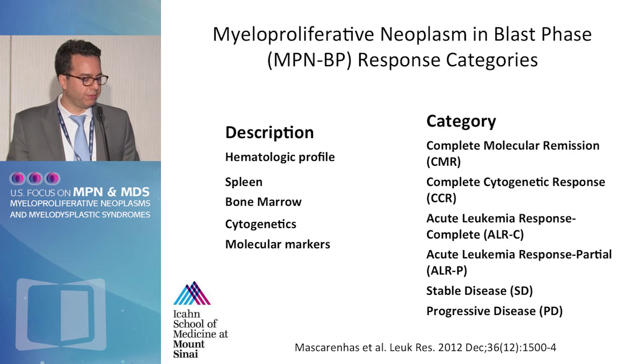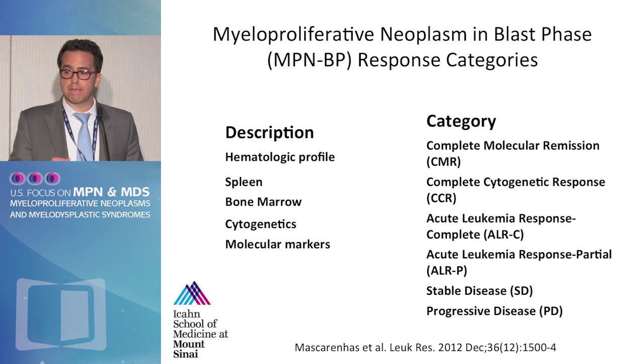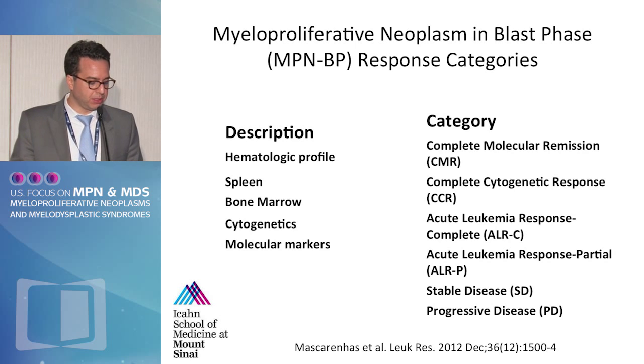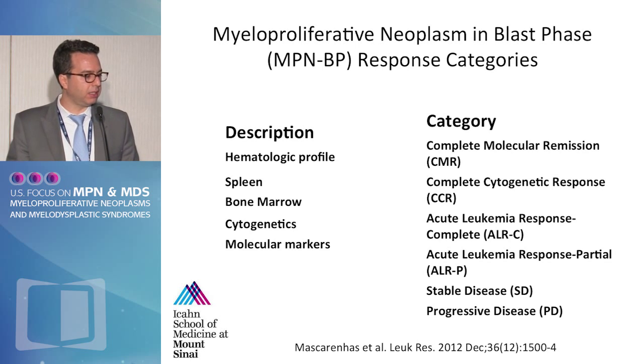So this was an attempt to be able to gauge whether the therapies we're going to be evaluating in clinical trials actually have clinical efficacy. Because right now, IWG-AML criteria is what's being used, but it doesn't tell the whole picture because you have an underlying MPN sitting there.